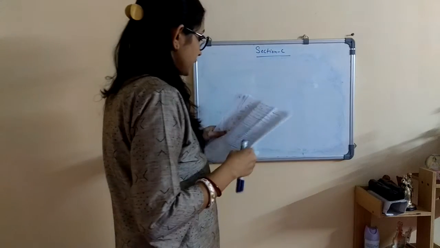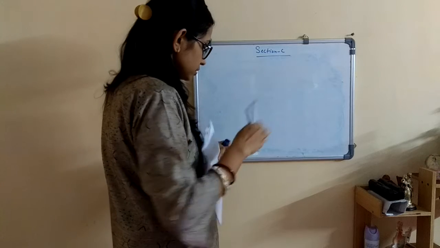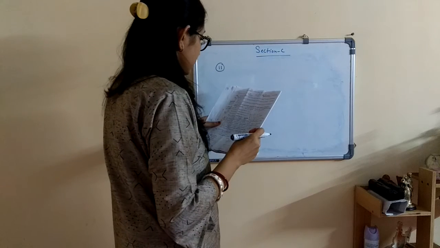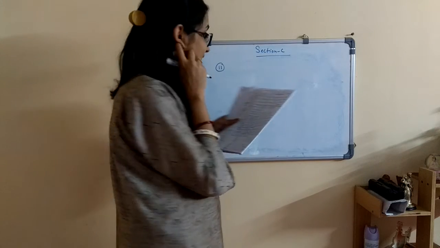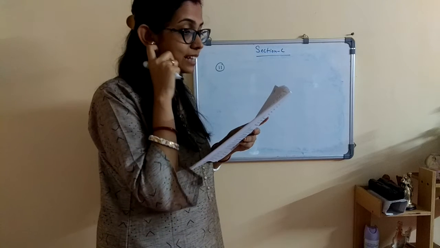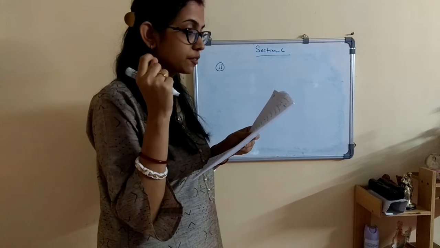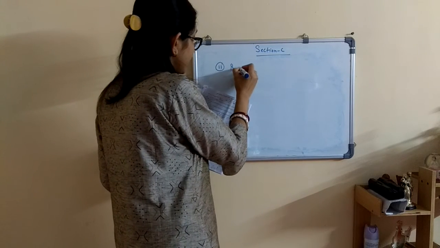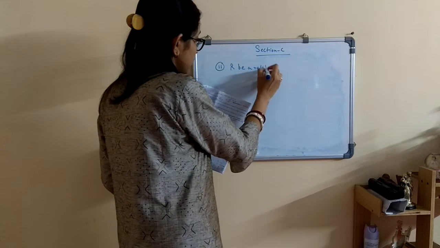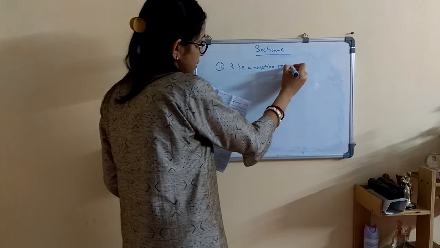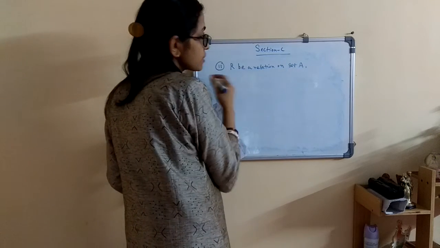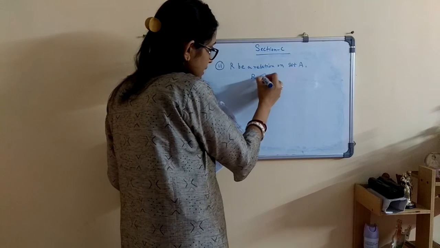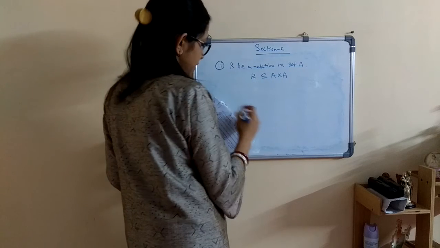Yes, it's question number 11. So in question number 11, it is written that if R is an equivalence relation on a set A, then prove that R inverse is also an equivalence relation on A. So first let us consider that R be a relation on set A. Then from the definition of this, we can write that R is a subset of A cross A.